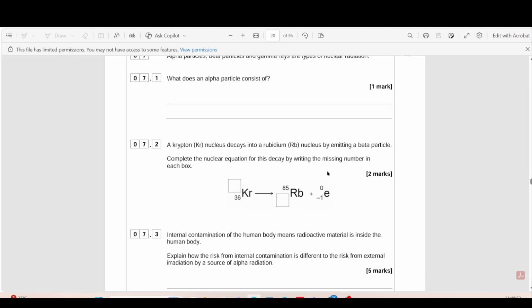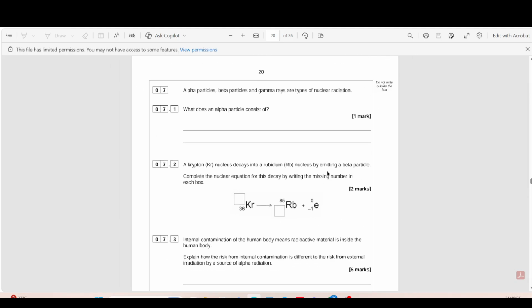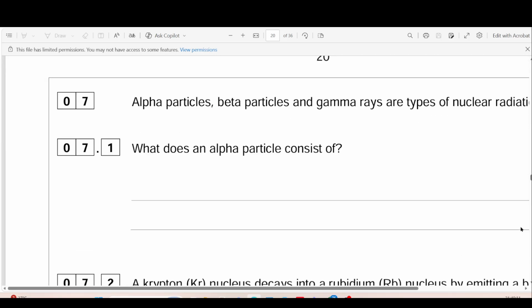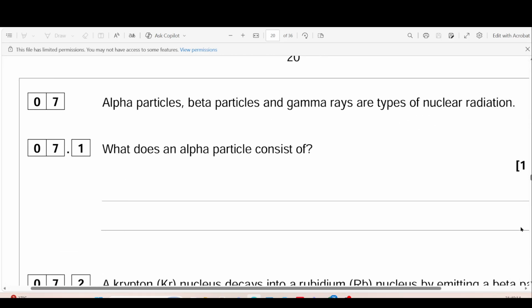Next one. Alpha particles, beta particles, and gamma rays are types of nuclear radiation. What does an alpha particle consist of? Alpha particles are basically helium nuclei. They have two protons and two neutrons. Okay. So write that they consist of two protons and two neutrons.